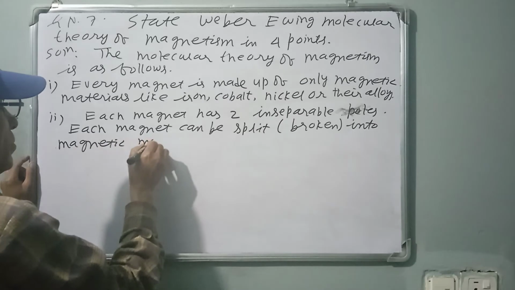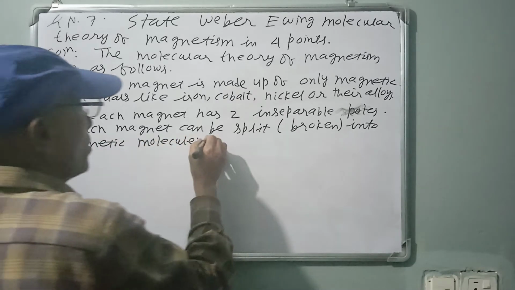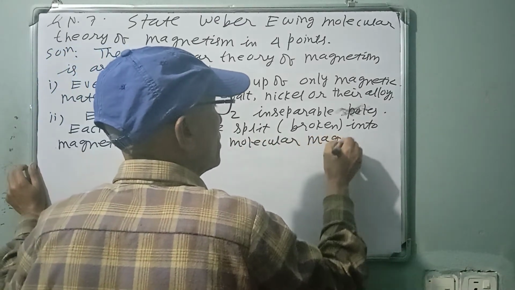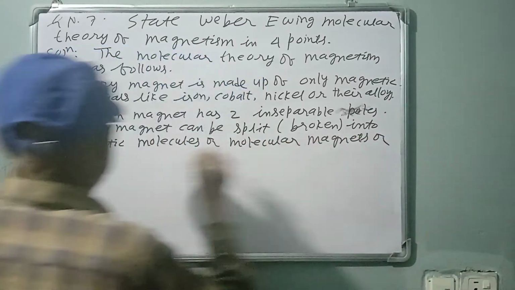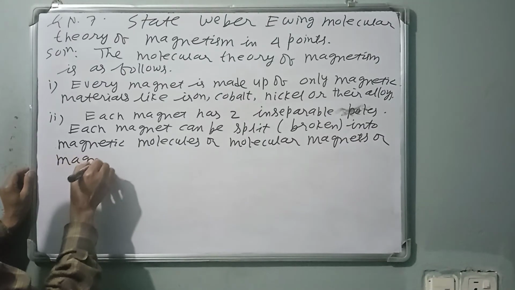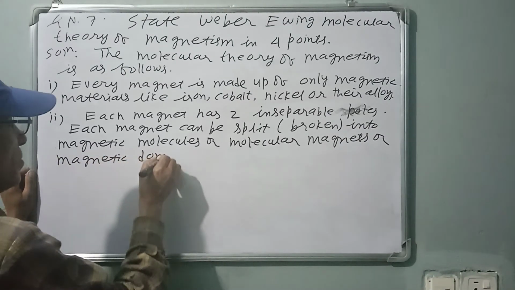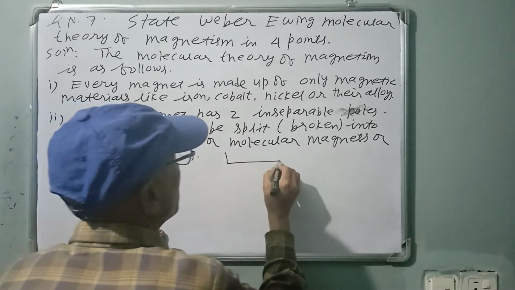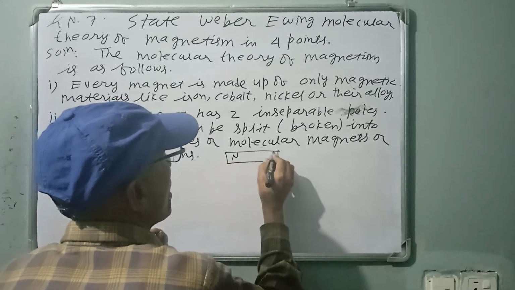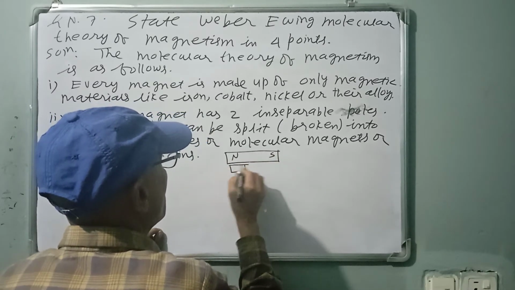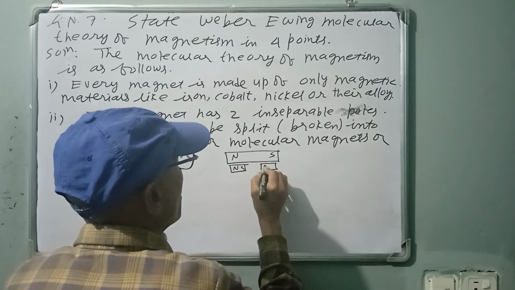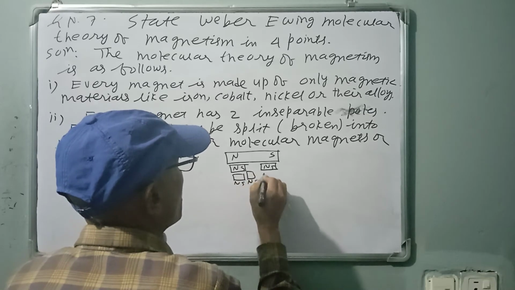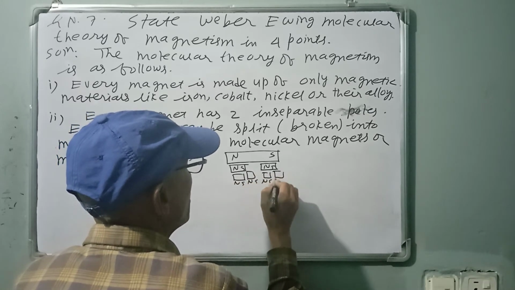Magnetic molecules are molecular magnets, or they are also called magnetic domains. For example, this is one magnet, north pole, south pole. You can break into two, north south, north south. Again, you can break into two, north south, north south, north south, north south.